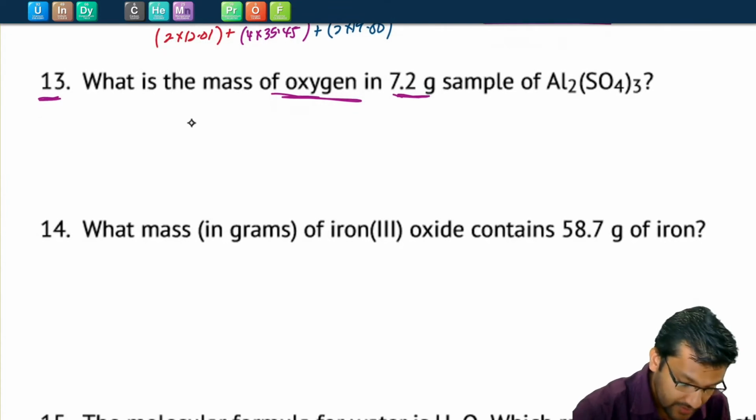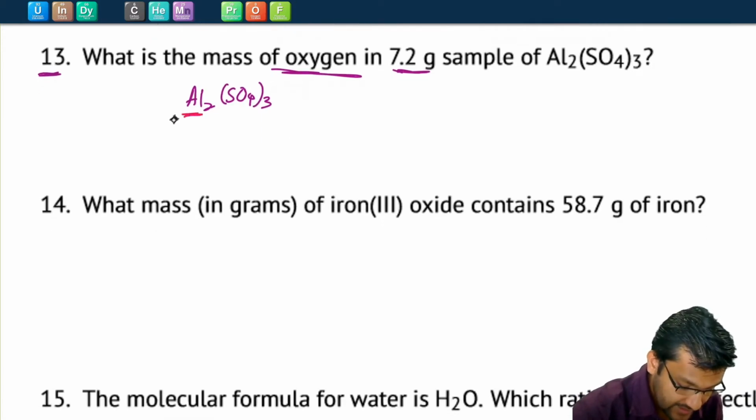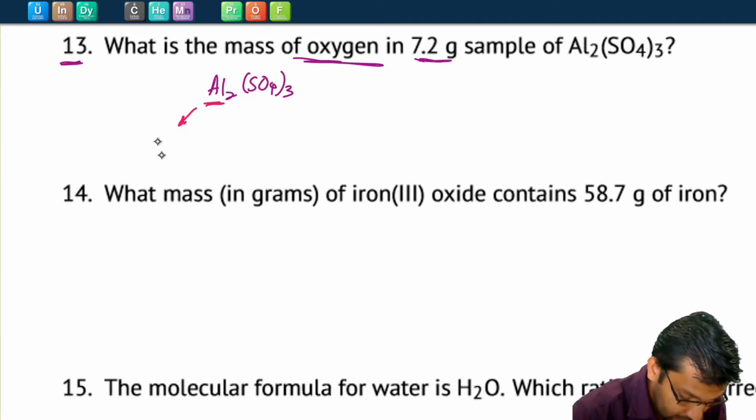Okay, so aluminum sulfate, we have Al2(SO4)3. Let's see if we can work this out. So aluminum has an atomic mass of 26.98 atomic mass units, but there are 2 of them, so it'll be 2 times that.